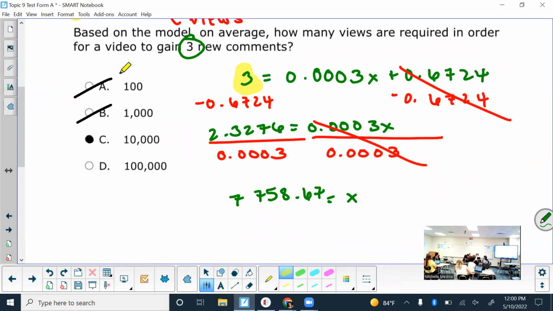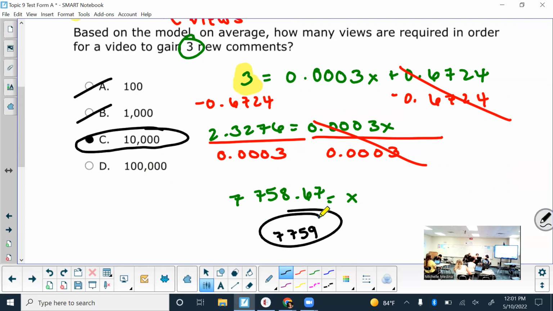Now look at what our answer options are. Well, actually, let me ask you something first. Can I have 0.67 of a view? No. So really the minimum number of views I need is 7,759, but that's not an answer option. So go through the answer options. Would 100 views give me 3 new comments? Would 1,000? Would 10,000? Yes. So right here is where the answer becomes greater than the minimum amount of views we would need. Does that make sense? Okay.